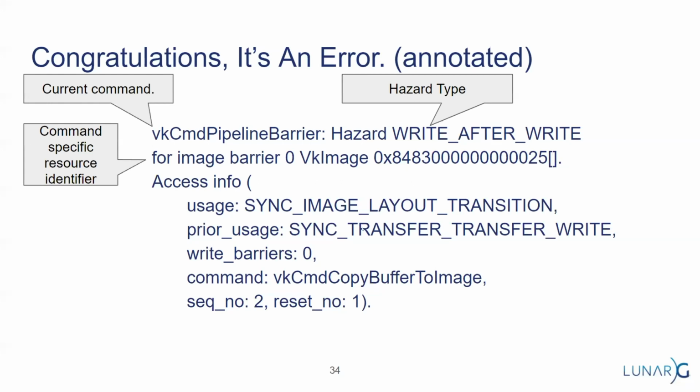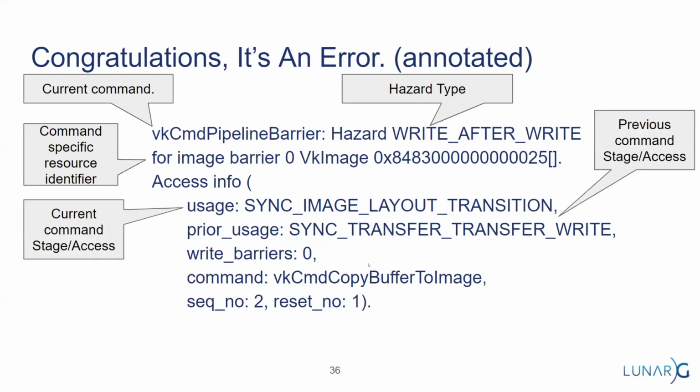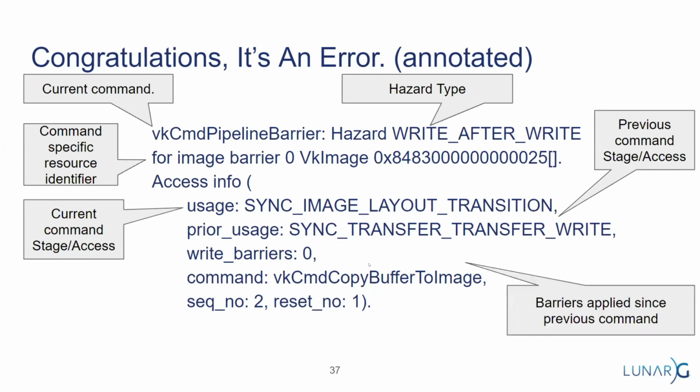And the prior usage was a transfer, happened to the transfer stage, and it was a transfer write. So this is probably a copy. And in fact, the prior command was a copy buffer to image. There has been no write barrier since. There's the current access, there's the previous access, as I said. No barriers. That may give us a hint why we have a problem. This was what the last thing that wrote before this command was.